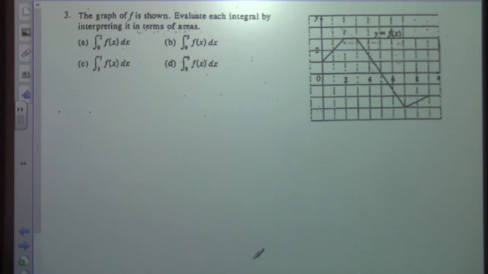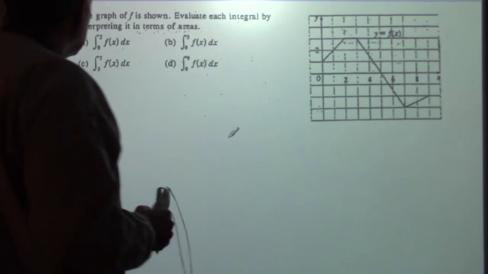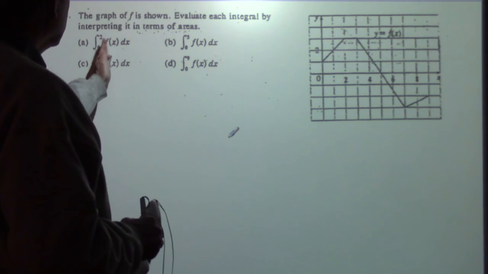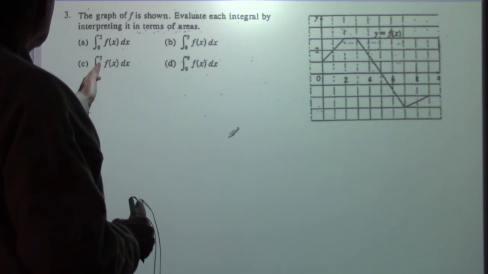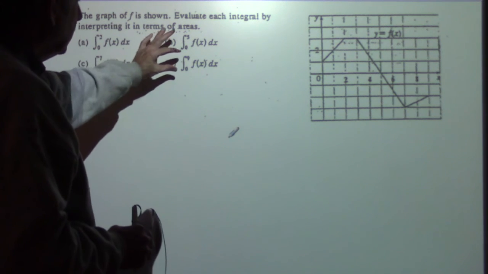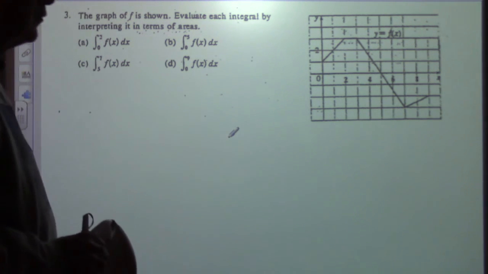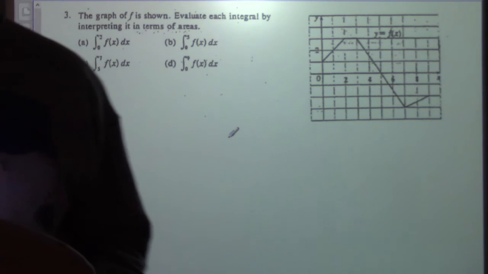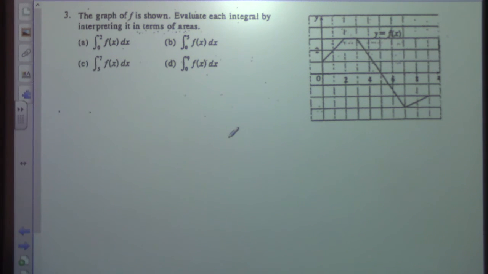Okay, now we have this one. I don't know how well you see it on yours. The graph of f is shown. Evaluate each integral by interpreting it in terms of areas. Can you see that okay on your paper? Yeah. So basically, you have a 0 to 2 area, 0 to 5. Here we have a reverse of the boundaries, and here also. Let's go ahead and work those out. We'll go over those in 3 minutes.